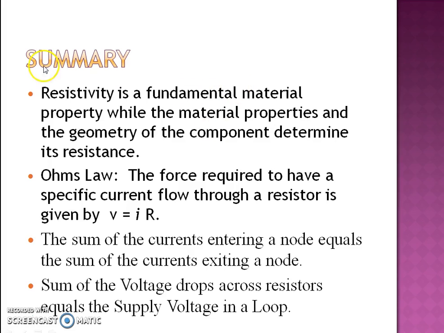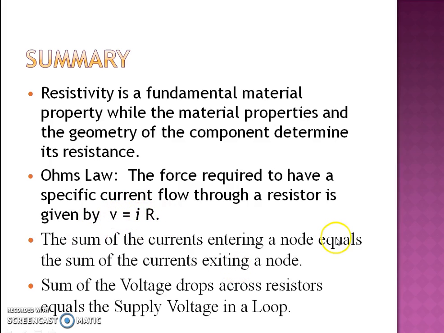So let us have the summary of this total lecture. Resistivity is the fundamental material property, while the material properties and the geometry of the component determine its resistance. Ohm's law: the force required to have a specific current flow through a resistor is given by V is equal to I into R. Or the voltage across the resistance is proportional to the current, which is given by V is directly proportional to I. Removing the proportionality, we have V is equal to I into R.